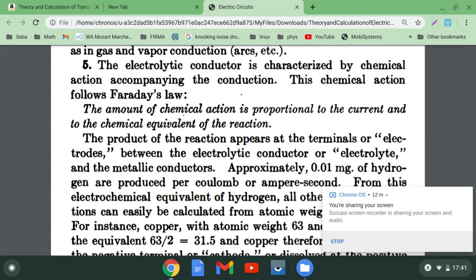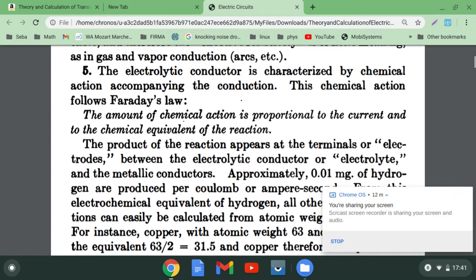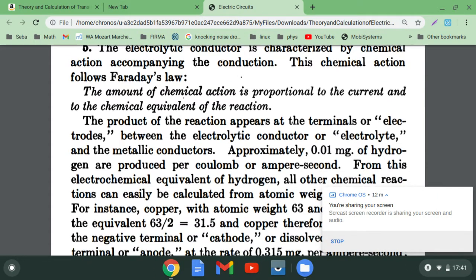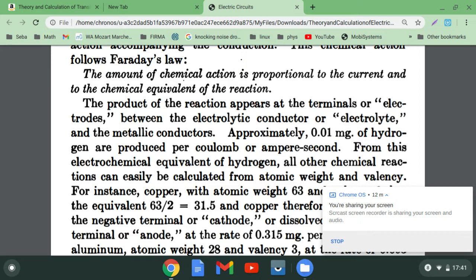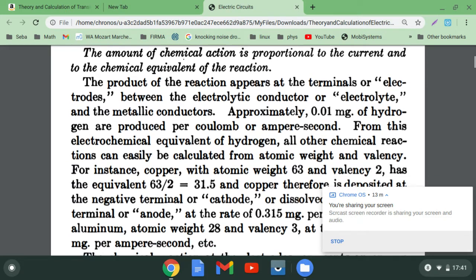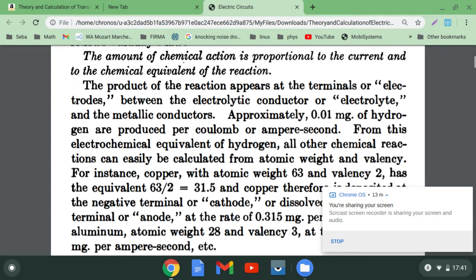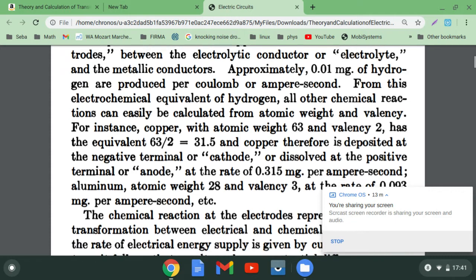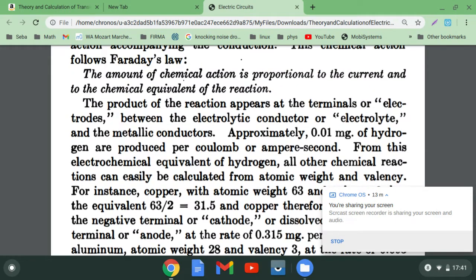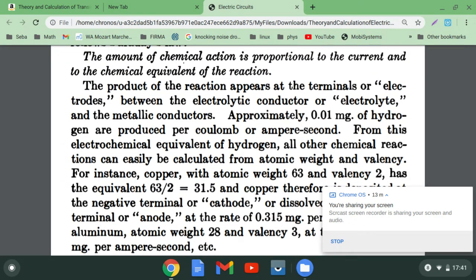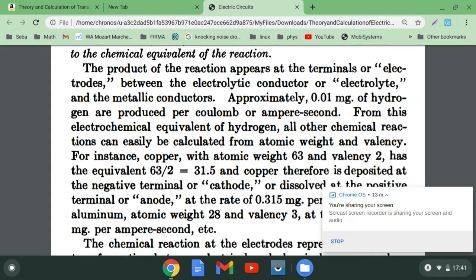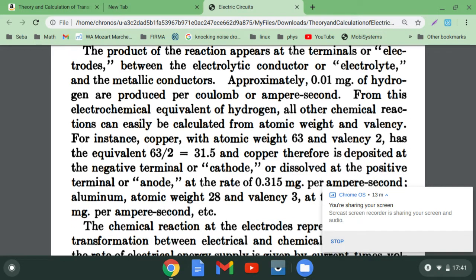The electrolytic conductor is characterized by chemical action accompanying the conduction. This chemical action follows Faraday's law. The amount of chemical action is proportional to the current and the chemical equivalent of the reaction. The product of the reaction appears at the terminals, the electrodes between the electrolytic conductor or electrolyte and the metallic conductors. Approximately 0.01 milligram of hydrogen are produced per coulomb, or ampere second.